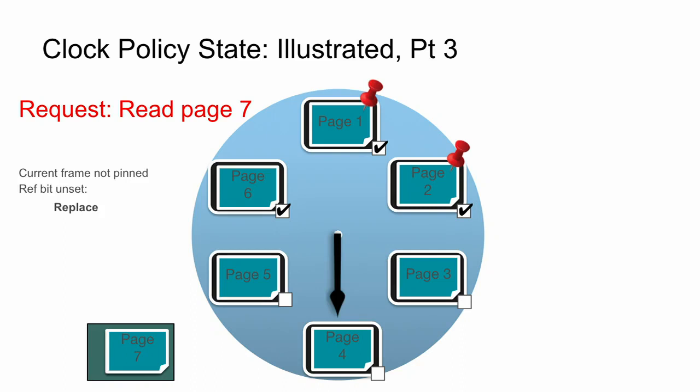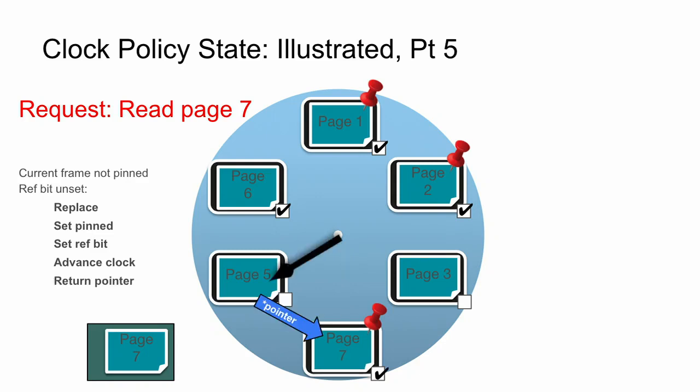So we're going to clear the reference bit. We're going to advance the clock hand. Now we get to frame 4. Can we replace this? Yes. So we're going to replace it. We're going to bring in page 7. We're going to pin it. We're going to set the reference bit, because it's in use. And then we're going to advance the clock hand, and return a pointer to that page.